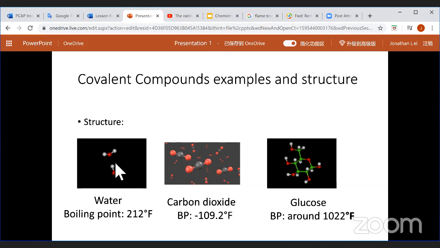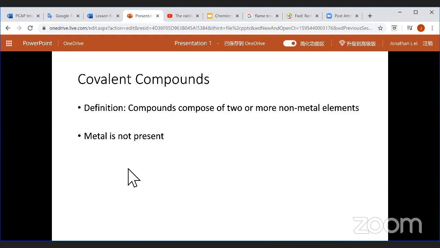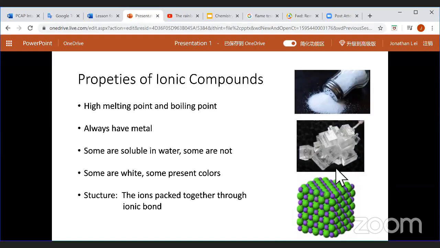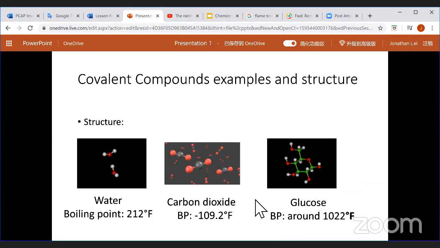So we can see there are some little particles composed of several circles, right? And we call this little particle a molecule. Unlike the structure of ionic compounds, which pack so closely, the structure of covalent compounds is composed of thousands of little molecules. And the distance between the molecules is relatively far.